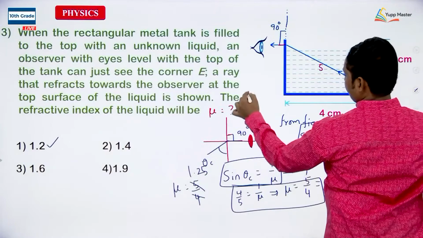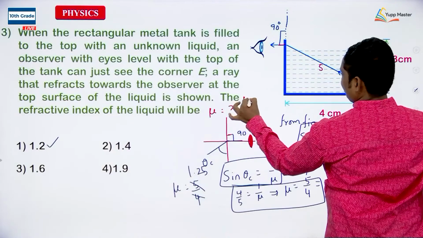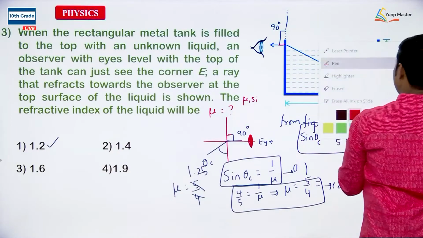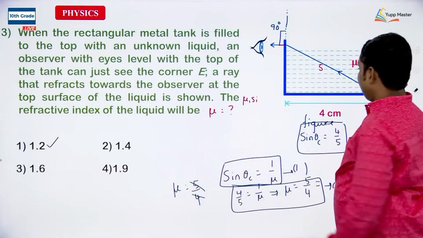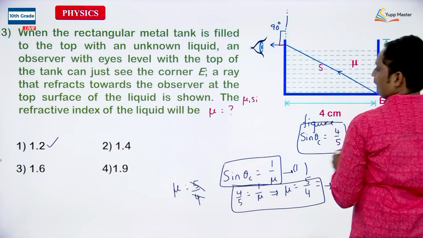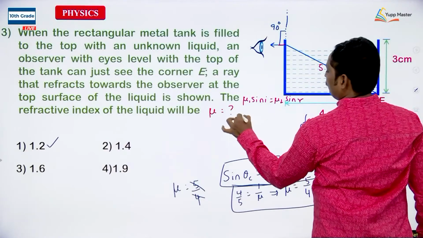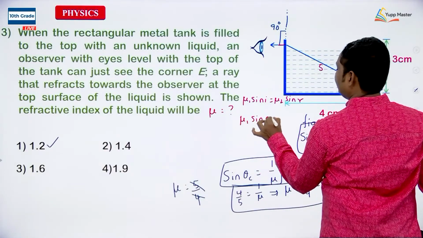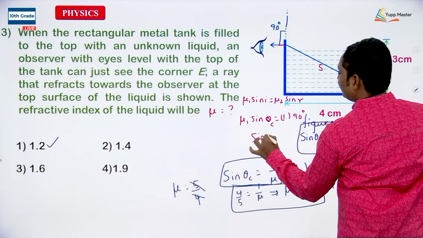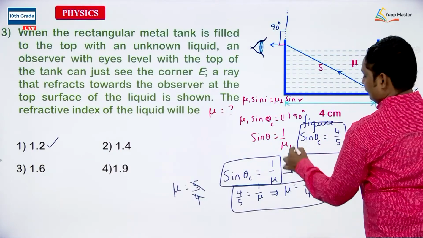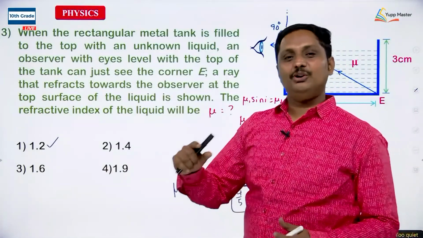How are we getting this relation? Simply take mu 1 sin i is equal to mu 2 sin r. So mu 1 sin theta c is equal to 1, where mu 2 is 1 and the angle is 90 degrees. So sin theta c is equal to 1 by mu 1. That is water. We have applied Snell's law, and to get that, the angle of refraction is 90 degrees.